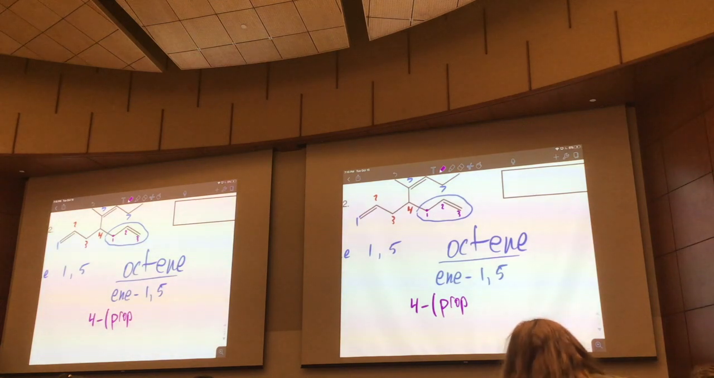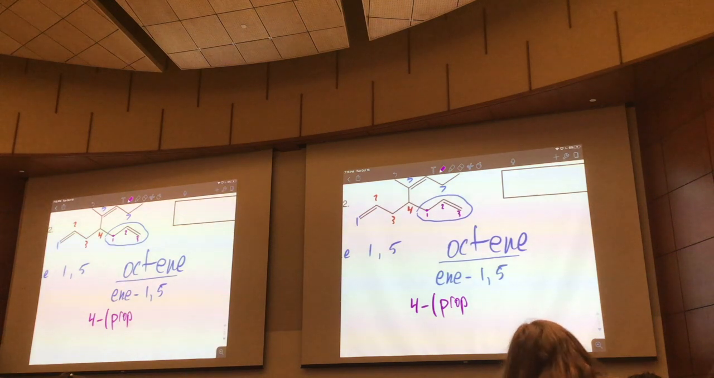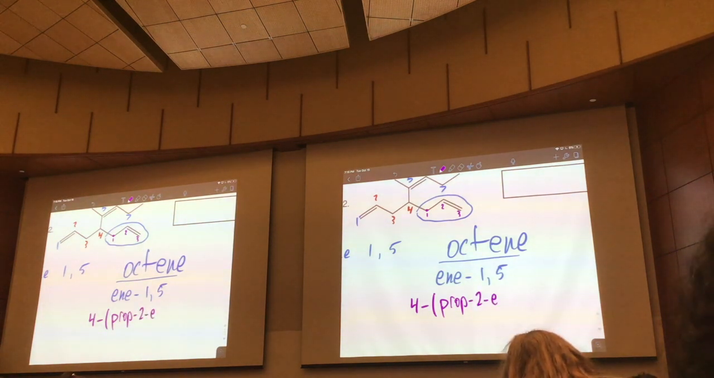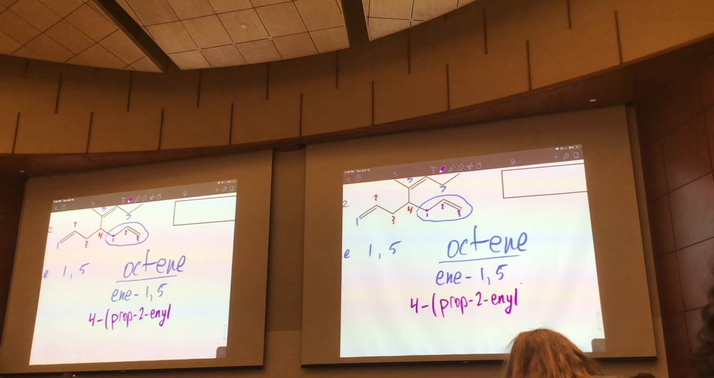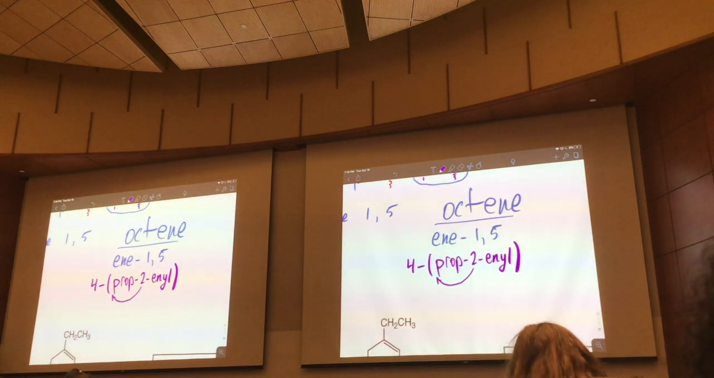YL. We also need to say where this double bond is. It could be here or here. We need to tell them which one it is. We know which one it is. So we're going to say it starts at 2 instead of starting at 1. Prop-2-enyl. That's going to be our complex substituent name. You're also totally fine putting the 2 in front, 2-propenyl. Those are both completely identical, both full points.